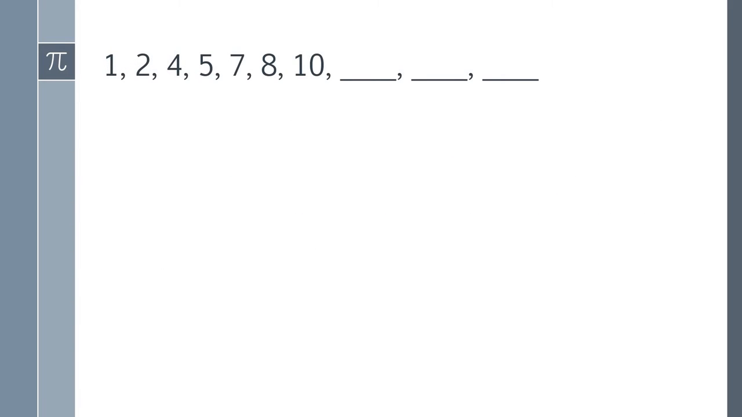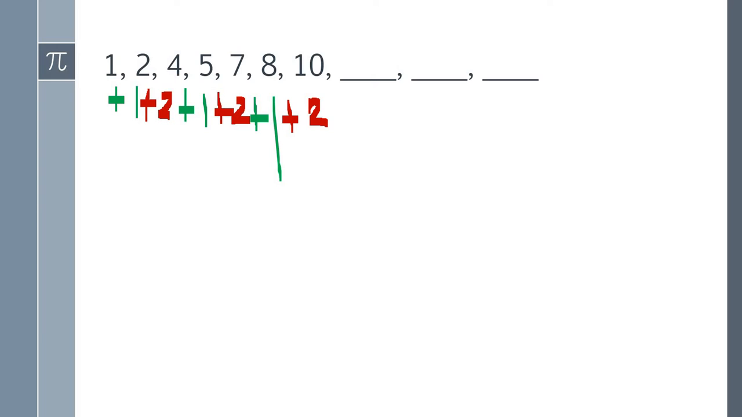Okay, so we start by adding 1 in order to get the second number. To get the third number from the second number, we are adding 2. To get the fourth number from the third number, we are adding 1. To get 7 from 5, we are adding 2. And to get 8 from 7, we are adding 1. To get 10 from 8, we simply add 2.